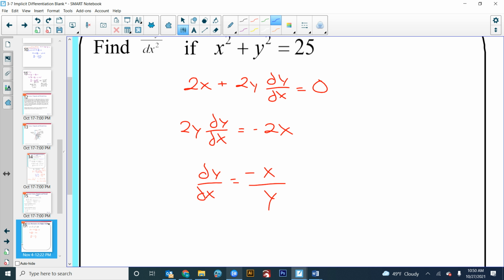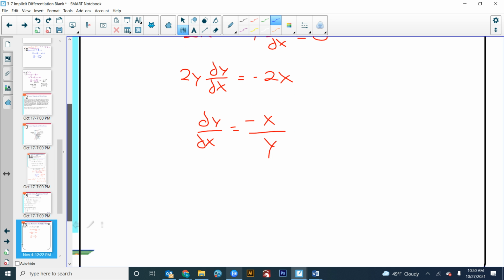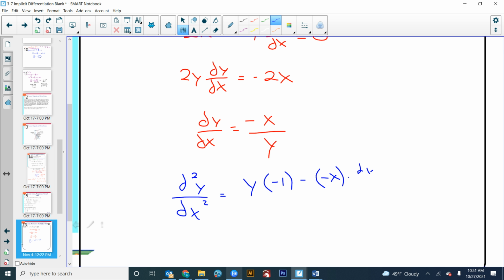It's second derivative time. The derivative of the left side is the second derivative of y with respect to x. What rule is appropriate for the derivative of negative x over y? The quotient rule. Low d high minus high d low, all over low low. What's the issue?